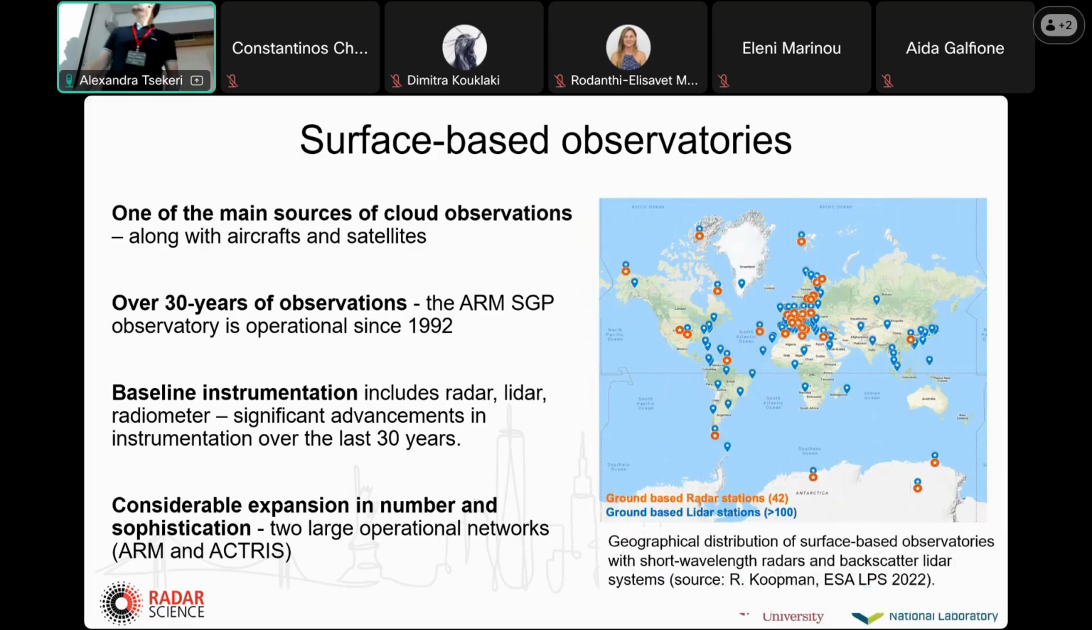And the network of sites is impressive. This is from the cal/val workshop we had in ESA in 2022. The stations with radars are in red, the stations with lidar are in blue. Of course, a lot of density in Europe, but there is data. Of course, there is an asymmetry. Most of the stations are over land, and most of them in the northern hemisphere. There's a sparse data set in the southern hemisphere, but we're slowly building capacity.